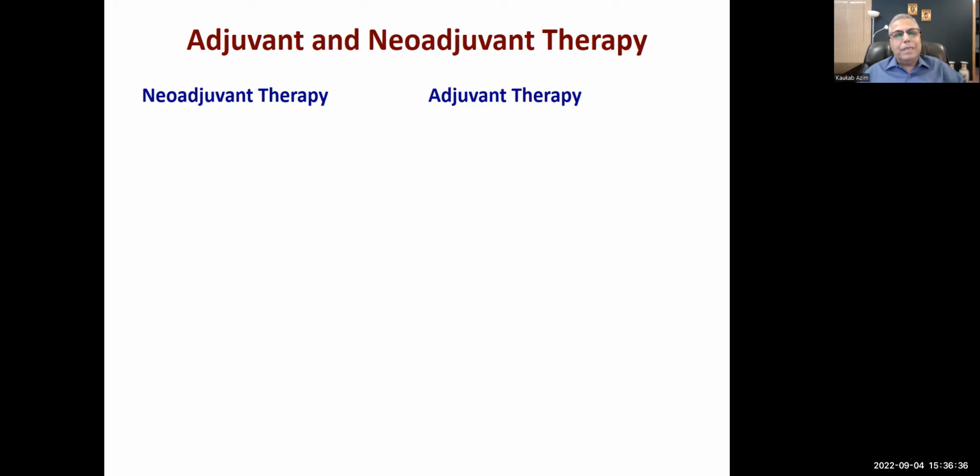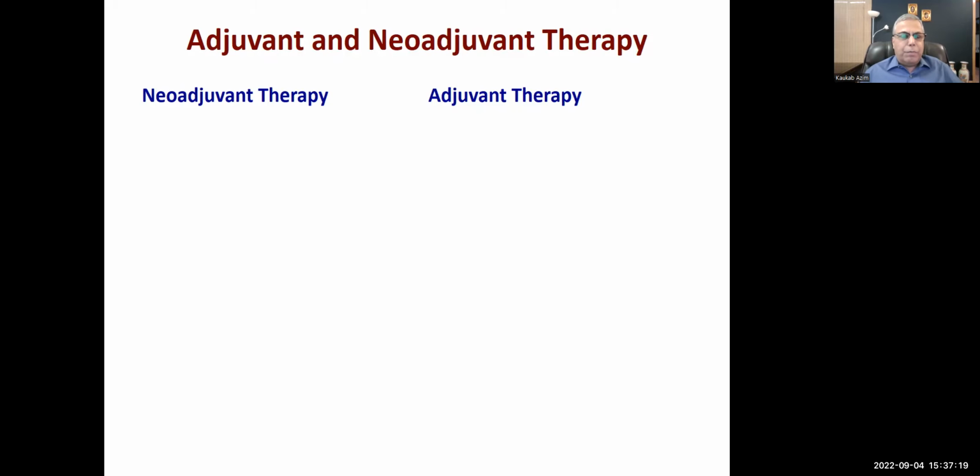So neoadjuvant therapy is given before surgery. Why do we give a therapy before surgery? Let us suppose that the cancer is very big. It is T3 or T4, more than 5 centimeters in size, right? Then what we want to do is before doing surgery, we want to reduce the size of the cancer. We want the cancer to shrink. Now, when the cancer shrinks, it has got certain advantages. Number one, the surgery becomes easier. Number two, you can do a breast conserving surgery, you don't have to remove all the breast. So these are the advantages of neoadjuvant.